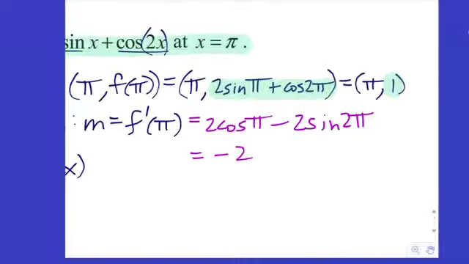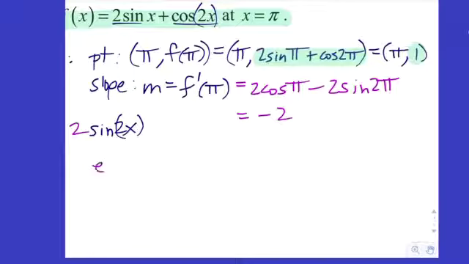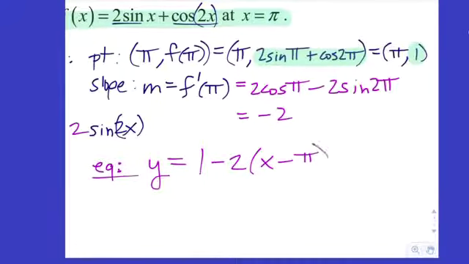So it's negative 2 minus 0, which is just negative 2. So now we've gathered all of our things, all the ingredients we need for our equation of a tangent line. So here we go. The equation is going to be in Taylor form. Y equals the y value of 1 plus the slope, which turns into minus 2 times x minus pi.